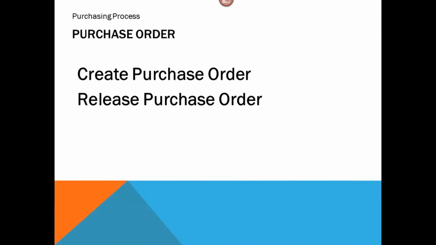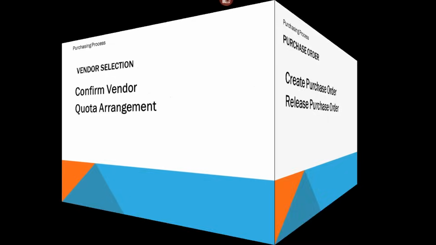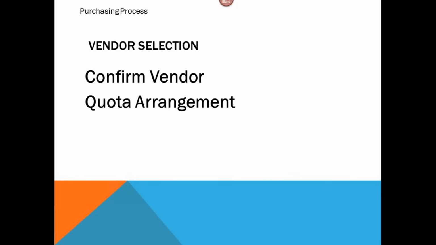Then vendor selection, confirm vendor, quota arrangement. You have to do that because the quota arrangement is very important. You have to allocate your business to many vendors because you cannot depend on one vendor in the business. So you have multiple vendors, multiple times you can procure the material. You don't depend on one vendor. You have multiple vendors. If this vendor fails, then you can arrange the next vendor. So here the quota arrangement is.